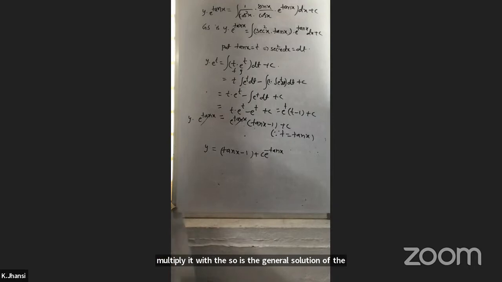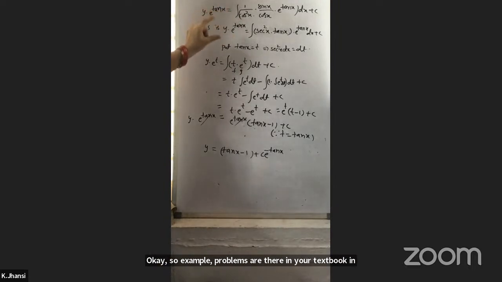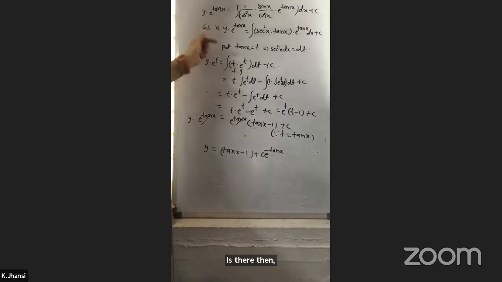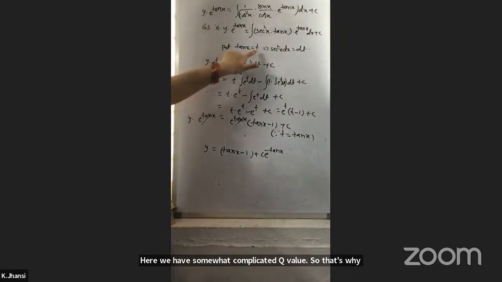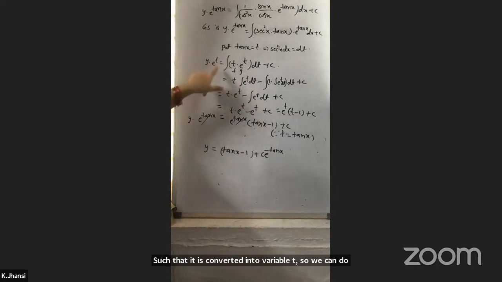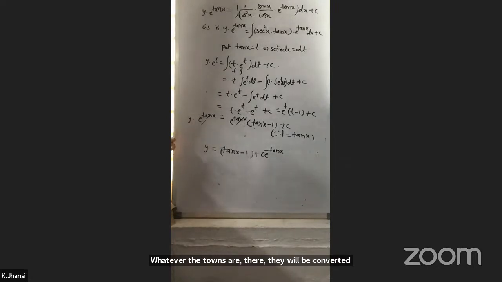Okay. So example problems are there in your textbook. In some cases, if a simple q is there, then directly you can do the integration. Here we have a somewhat complicated q value. So that's why we are converting it into a simpler form, such that we can substitute tan x equals t, so that it is converted into variable t. So we can do it easily after substituting t, whatever terms are there will be converted into t. Then you can do the integration. Okay. So this is the method. You have some example problems in your textbook, and even some check your progress and MCQ questions are also there. So try to solve from them.